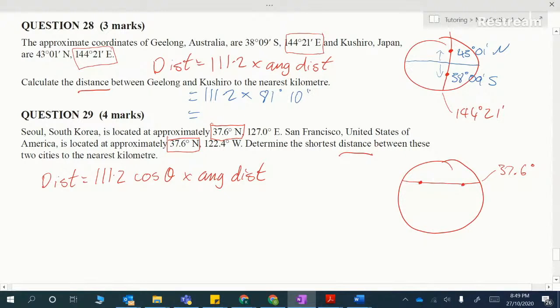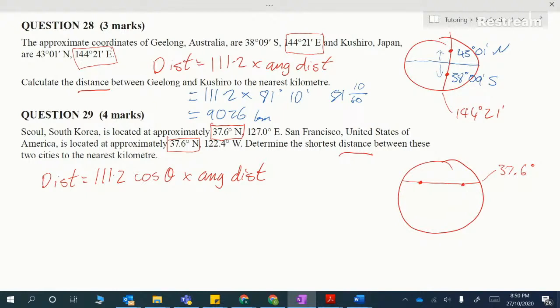You can put that into your calculator just like that. But if you don't know how to use the angle function, you can always put it into your calculator as 81 and 10 over 60, because that's 10 minutes out of 60. But I would highly recommend figuring out how to use your calculator to do that. And so to the nearest kilometer, your answer is 9026 kilometers. That's rounded. Okay, so that's the first one.